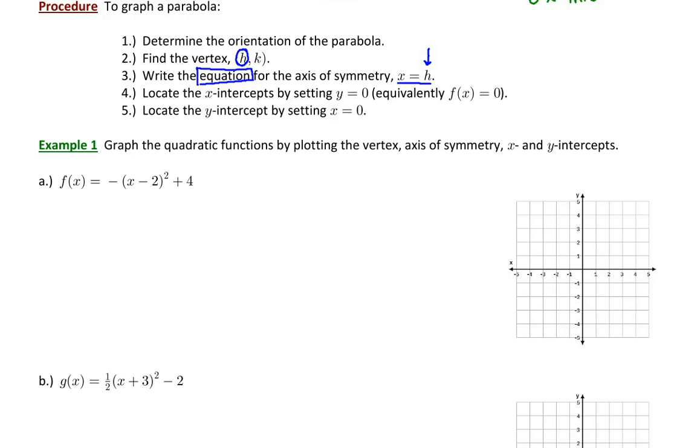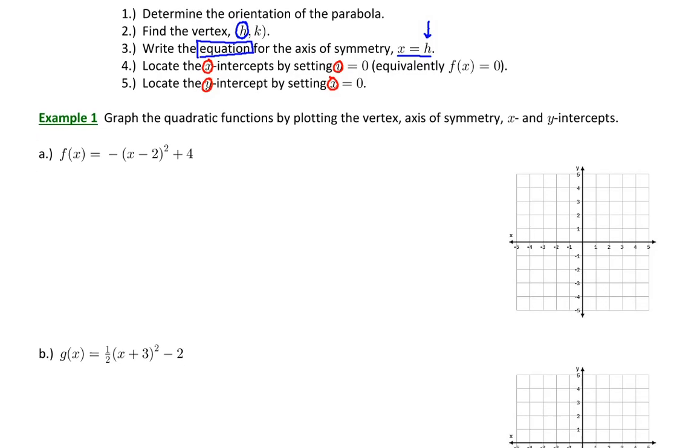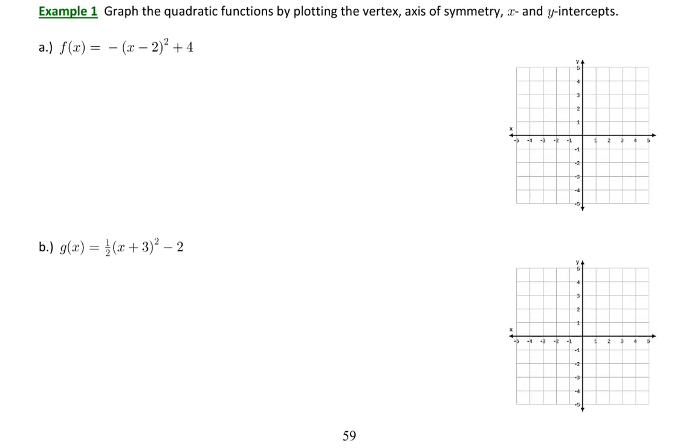Then we're going to locate the x-intercepts by setting y equal to 0. Remember when we were looking at lines, to find the x-intercept, we set y to 0, and to find the y-intercept, we set x to 0. This is the same plan that we used with lines. It's just applied to a different function. So let's put this all together and try example 1.